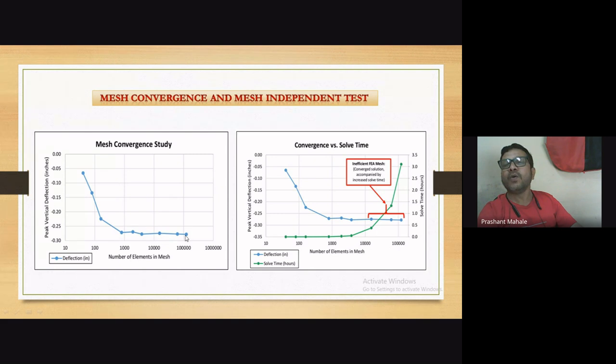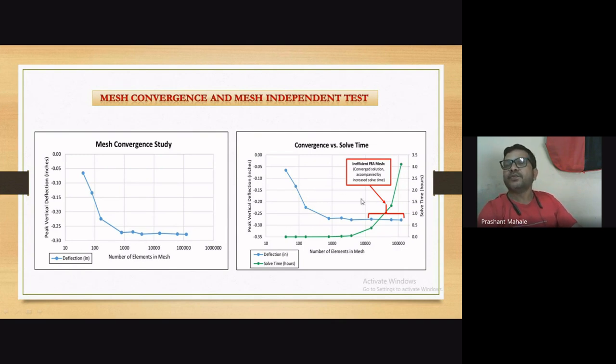When you go to larger numbers, you will find that a horizontal line is obtained, meaning there is no change in the result even if the number of nodes is increased. So we need to finalize the number of nodes which will give the correct and accurate result, and for which the time required is also not so high.